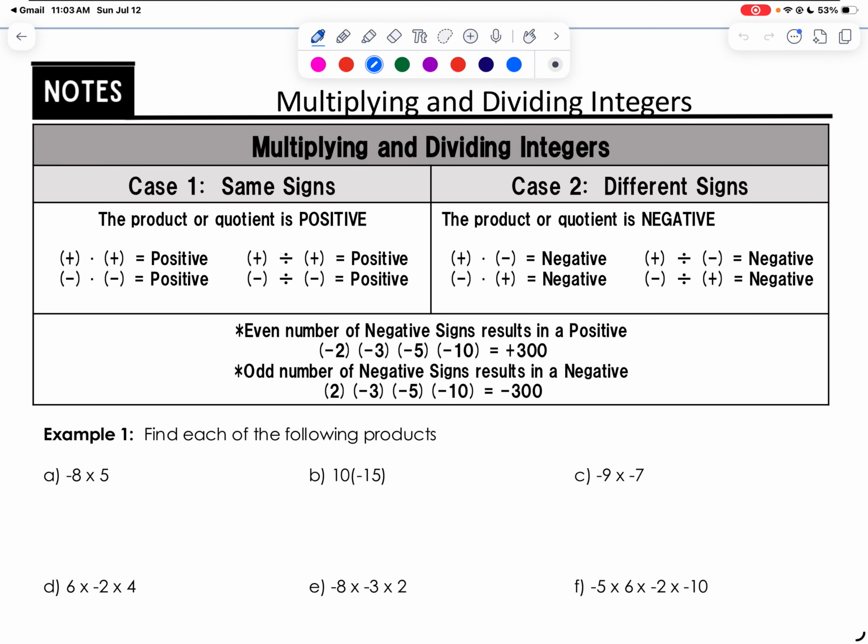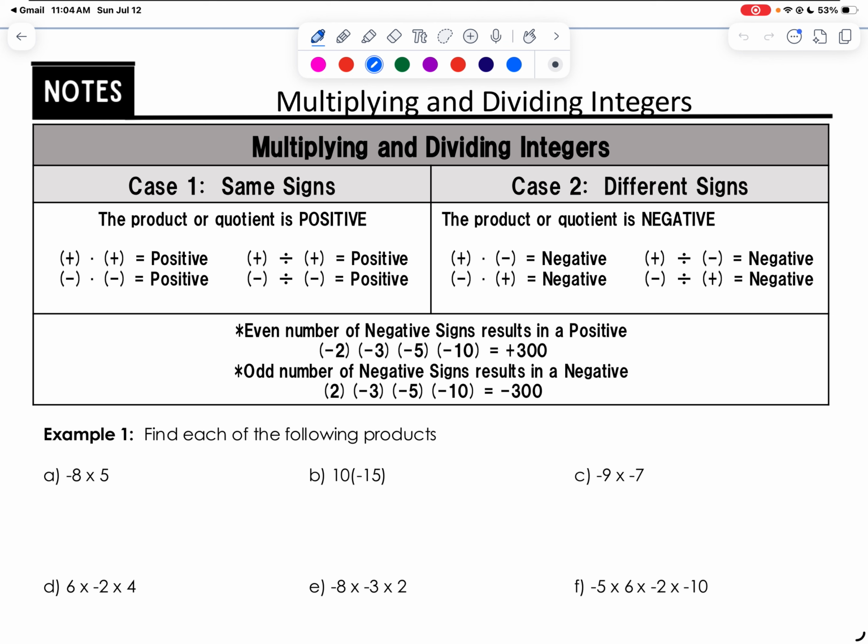In today's lesson, we will be exploring multiplying and dividing integers. When you're multiplying or dividing integers, there are two things that can happen. Case one, if you have the same signs, your product or your quotient will be positive. If you have a positive times a positive, you get a positive. If you have a negative times a negative, you get a positive. When the signs are the same, you always end up with a positive number.